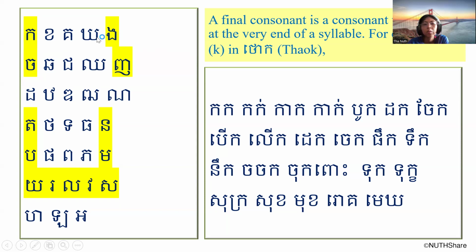It has ko, ko, ko, ko. Like this example, we have this ko, we have ko. A lot of words end with ko as the final consonant. So you can read. I wrote this too: a final consonant is a consonant that appears at the very end of a syllable. For example, letter K in Thaok. We call it Thaok because we call out Thaok, ko Thaok. One of the examples.